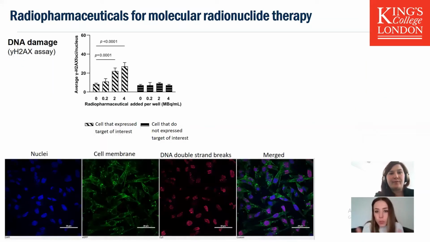But we also want to test if the radiotracer can induce nuclear double-strand breaks, because these lesions are highly cytotoxic. This is because they are difficult to repair, and they are prone to be misrepaired, leading to cell death. As an example, you can see here in blue the nuclei, and in pink the double-strand breaks.